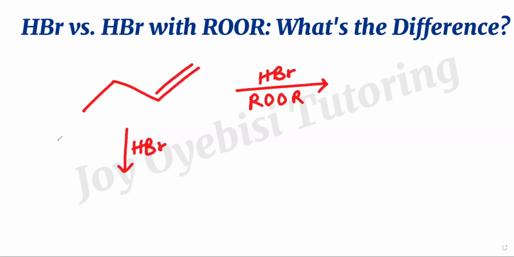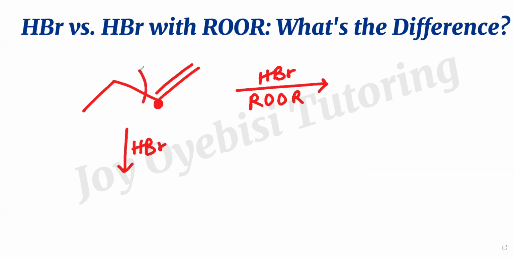In this video, I'm going to be showing you the differences between the addition of hydrogen bromide to an alkene and the addition of hydrogen bromide in the presence of peroxide. So, the addition of hydrogen bromide follows what we call Markovnikov's rule, which is that the hydrogen is going to add to the less substituted side, while the bromine will add to the more substituted side, which is this carbon.